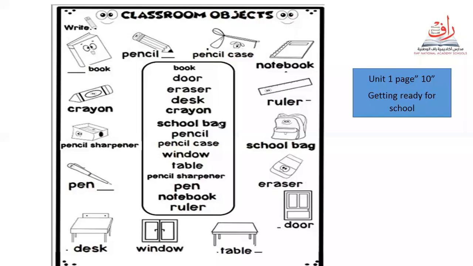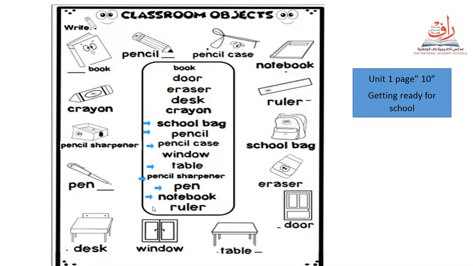Okay, now let's continue the booklet here. Unit 1, page 10. We were talking about getting ready for school. We have an exercise here. Let's read them and write them down, okay? Book, door, eraser, desk, crayon, school bag, pencil, pen, pencil case, window, table, pencil sharpener, pen, notebook, and ruler. Okay, good job.